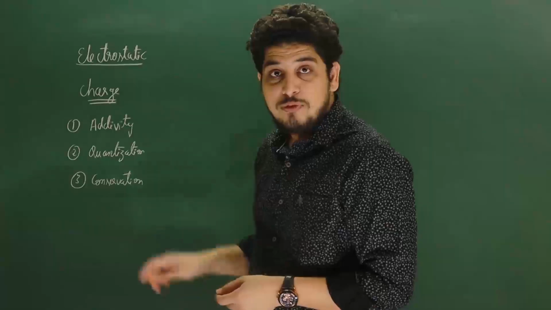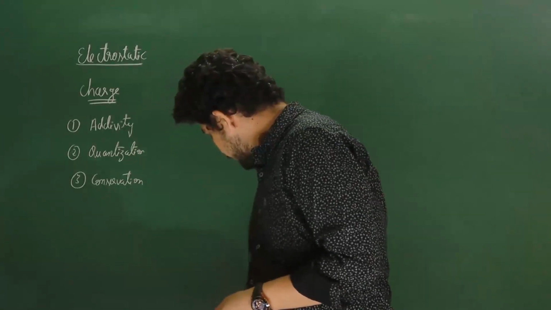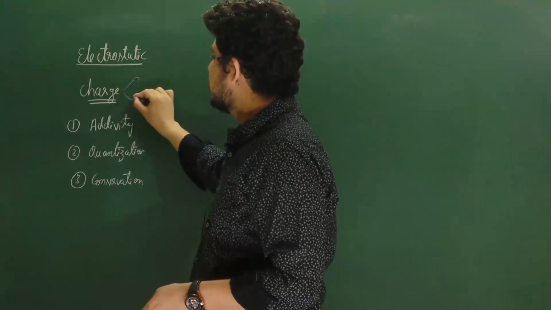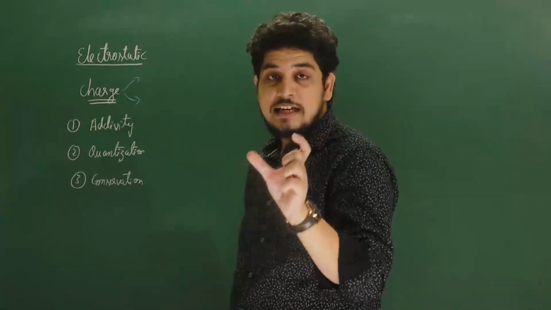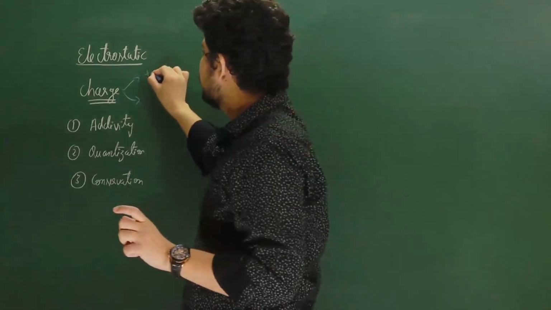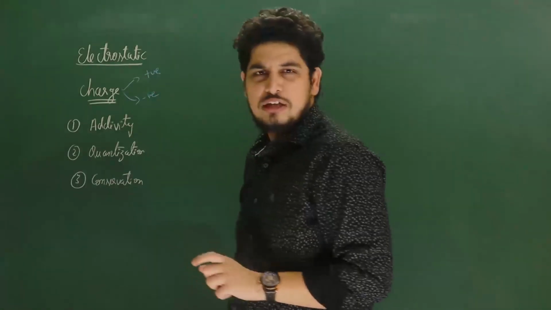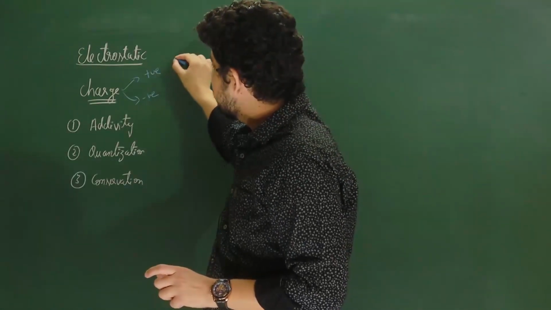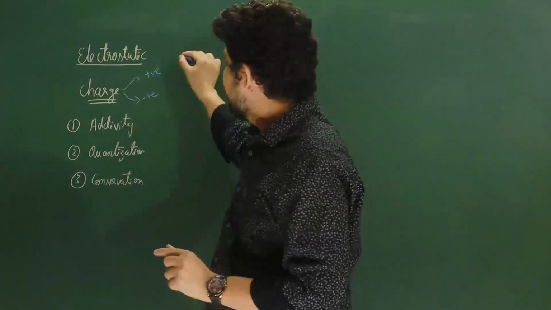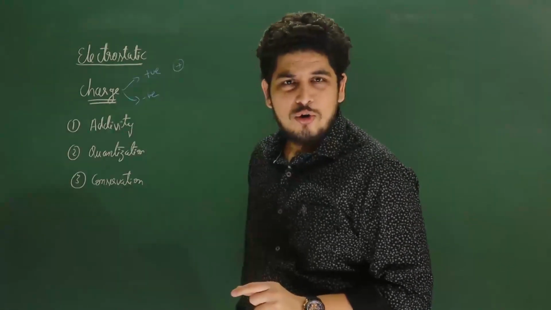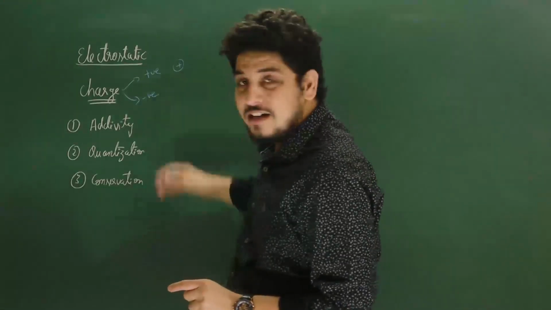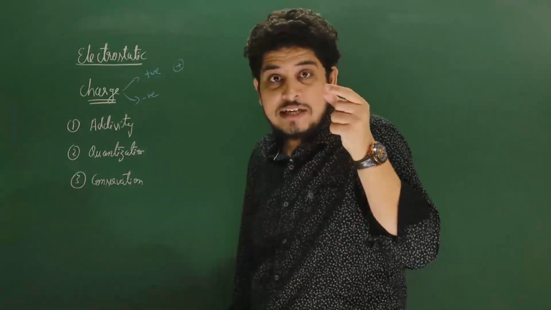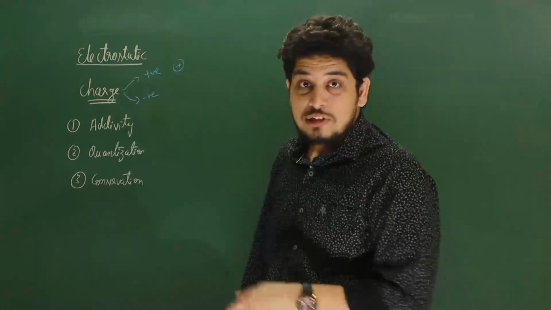Before starting the three properties, I should inform you that charge is of two types. The first one is positive charge, and the second one is negative charge. It doesn't mean that a positive charge is a sphere with a plus sign on it. No, this is not a charge. We draw it this way only to make you understand, but this is not the reality.